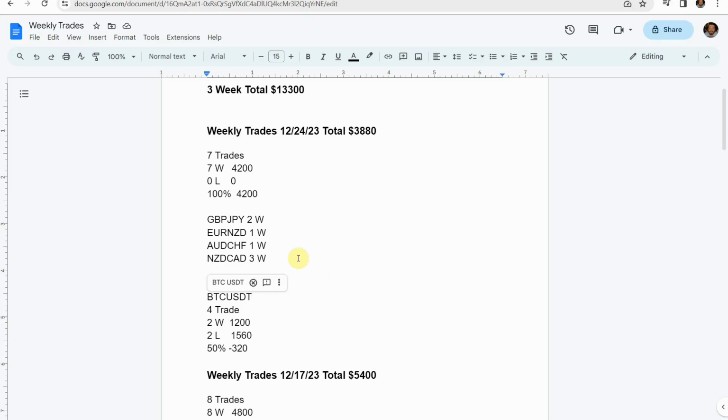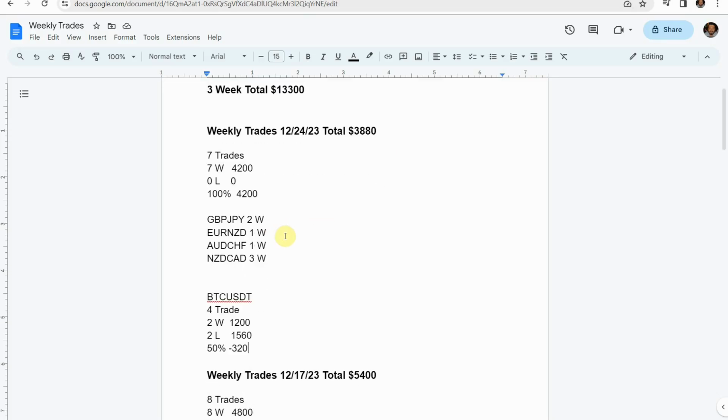So with the Forex pairs, we'd have taken 7 trades, 7 winning trades with a 100% win rate. With the crypto coin, we had 2 winning trades, 2 losing trades at 50%. That would have put us down $320 on the week. And so even with the drawdown there of $300, we would have still had $3,880 on the week.